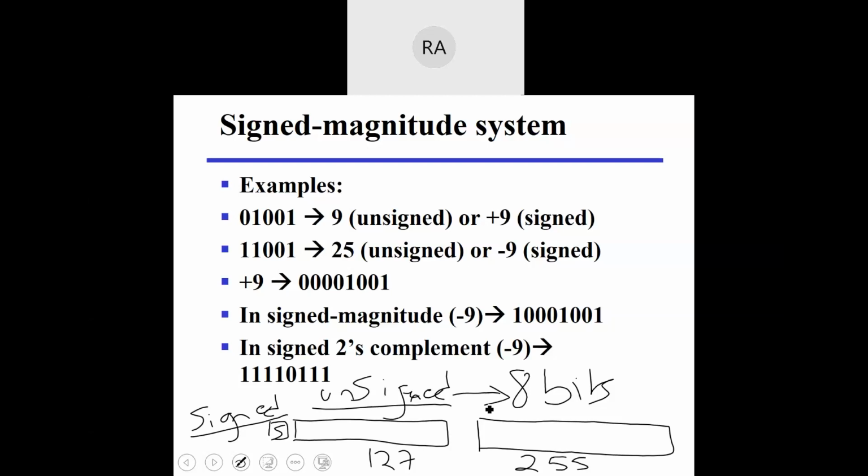In the signed, you use 7 bits. 1 bit, which is the most significant bit, will be dedicated to the sign only. So you cannot use it in the representation of the number. Whereas in the unsigned, you could use all the 8 bits for it.